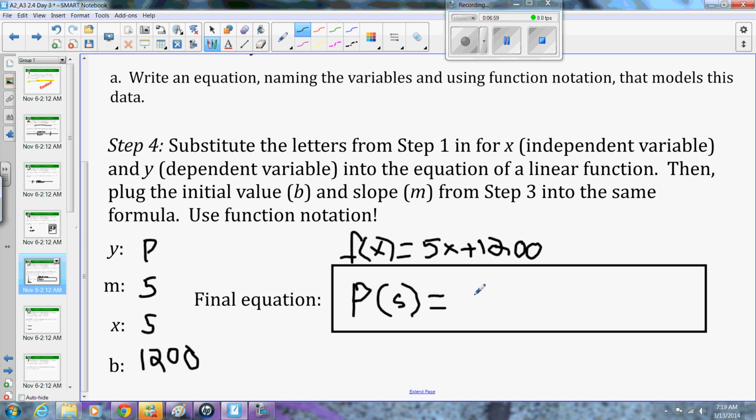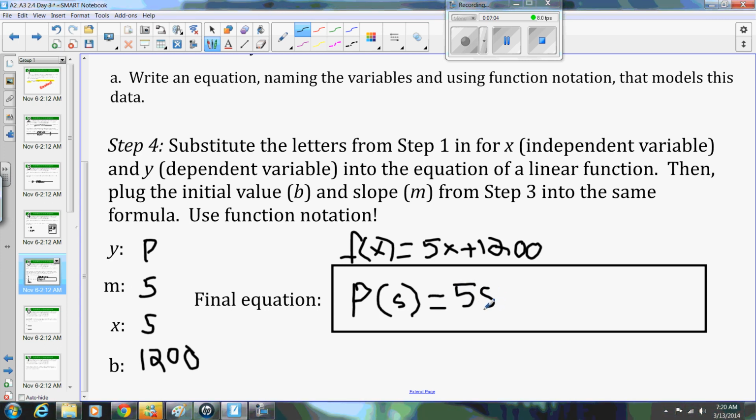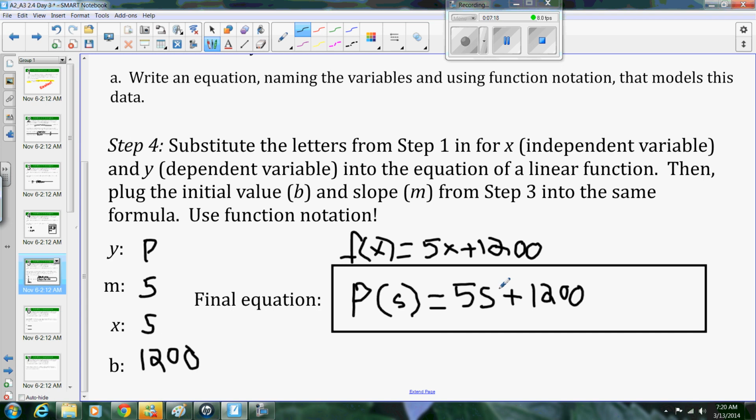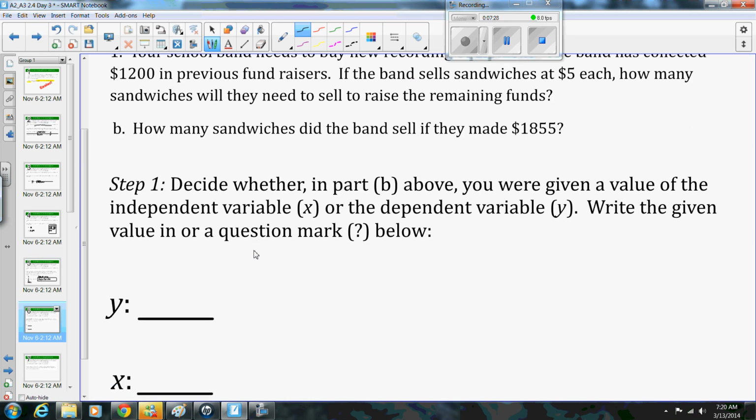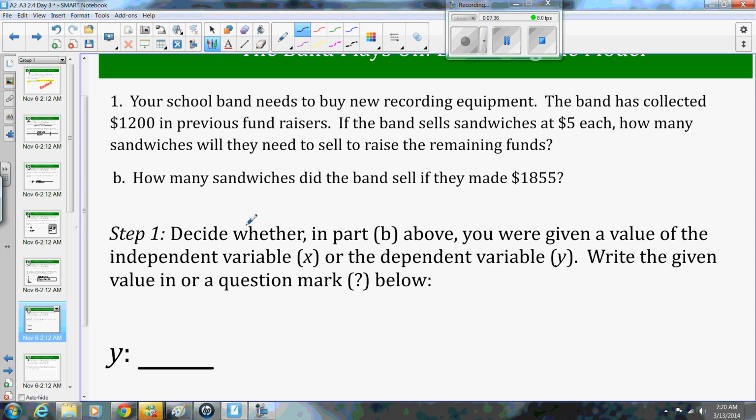P of s is equal to 5, instead of writing x, we write s, plus 1,200. Right. Okay, so P of s, capital P of s, is equal to 5s plus 1,200. This is how we rewrite this function in function notation, and we are naming variables capital P and s. Okay. So now we are answering questions about this. Same exact steps that we did before when we were answering and evaluating models. So I'll try to scoot through this, given that that's the case.